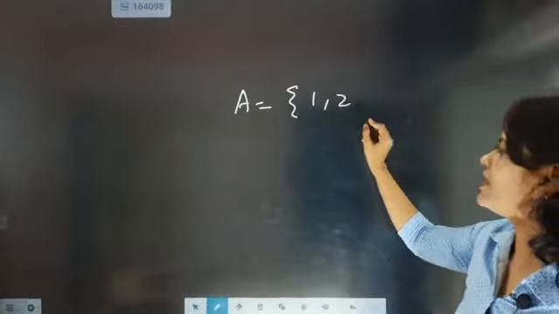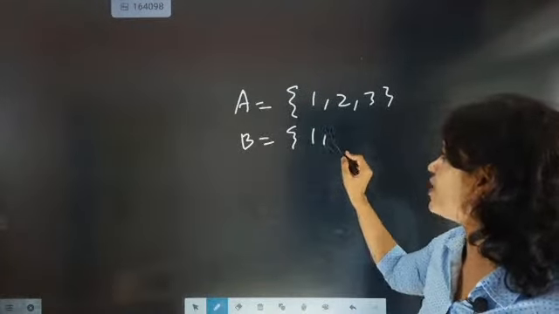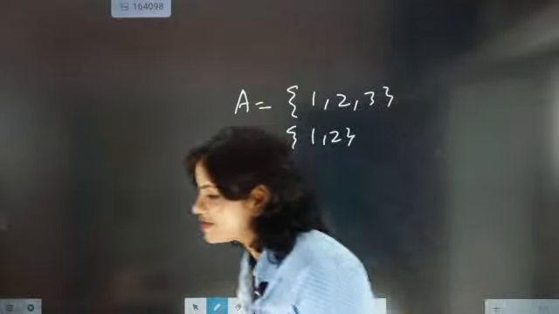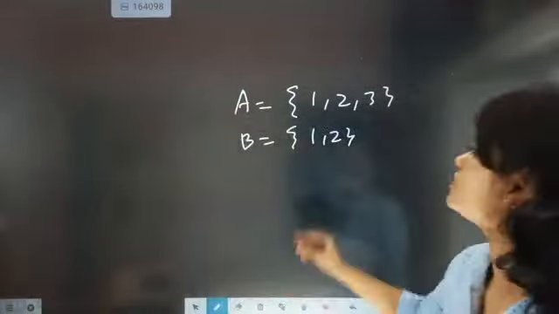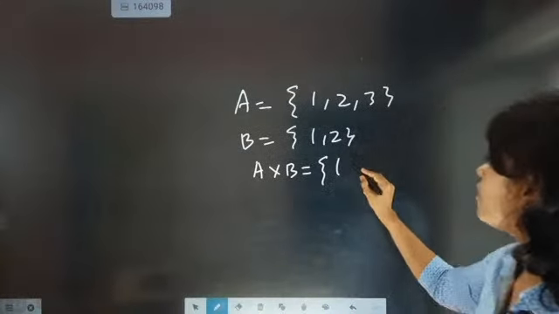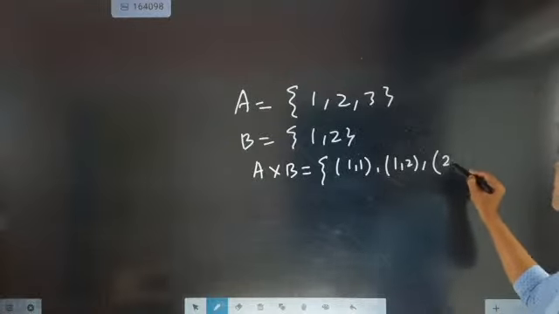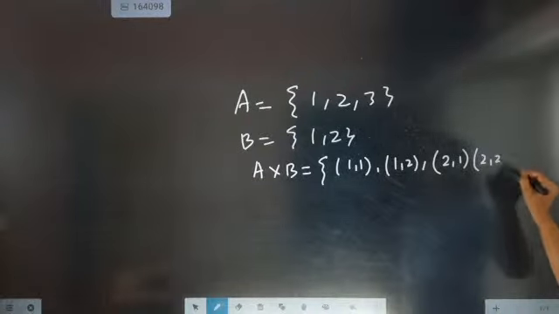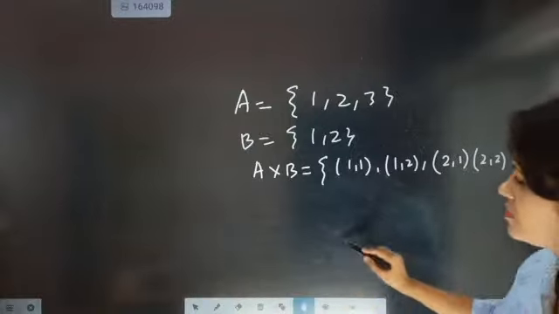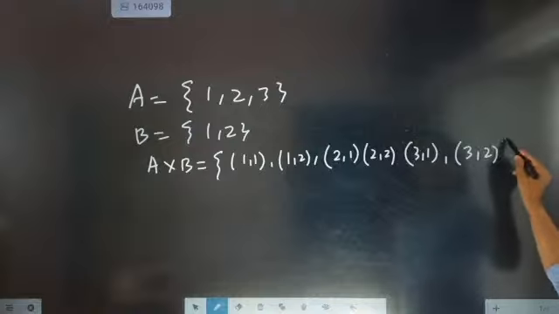So if set A is 1, 2, 3, set B is exactly 1 and 2, and A is related to B, meaning we are writing A cross B. Understood everyone? Super, Nitish Gautam. So when you write A cross B, it will become (1,1), (1,2), (2,1), (2,2), (3,1) and (3,2).